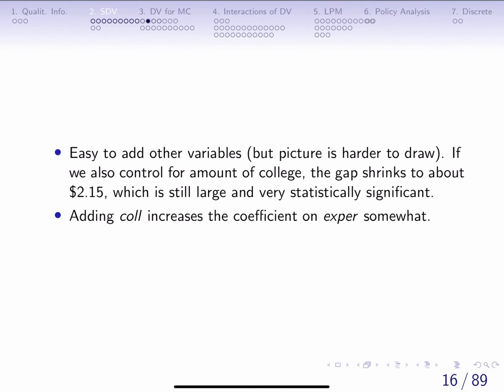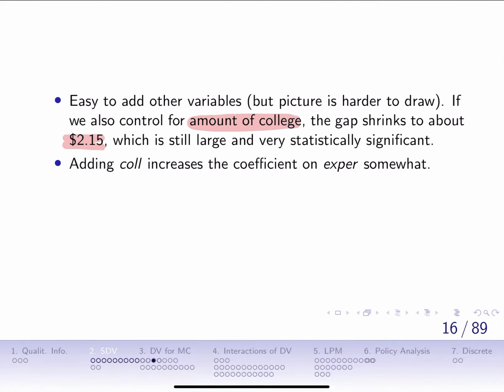We can always think about adding more variables, and then the picture is going to be harder to draw, but we can control for the amount of education by the number of years in college, and then you would notice that the gap keeps shrinking, but it's still statistically significant.